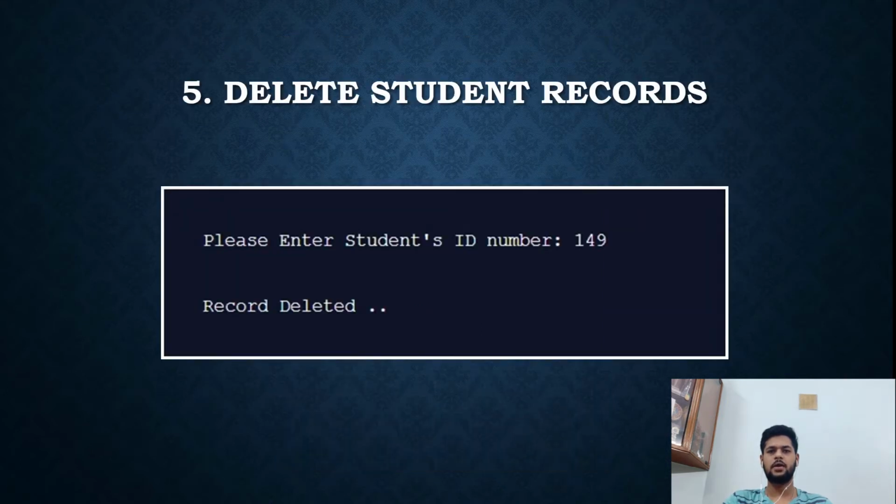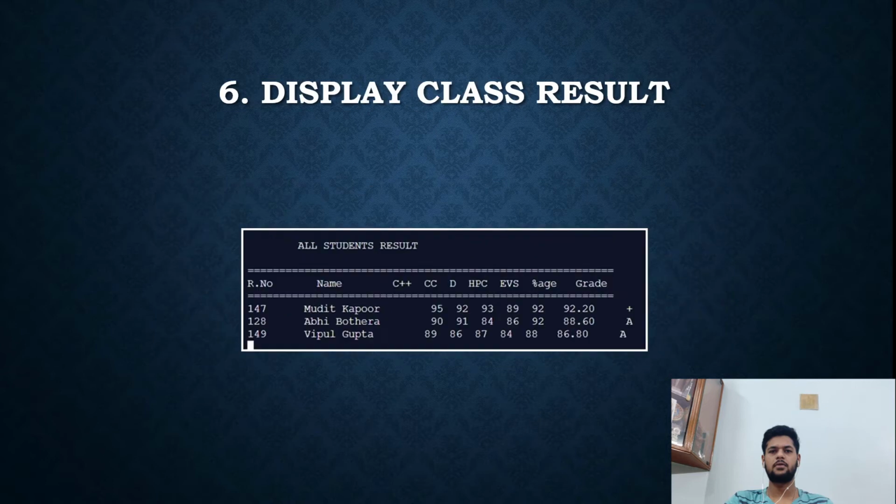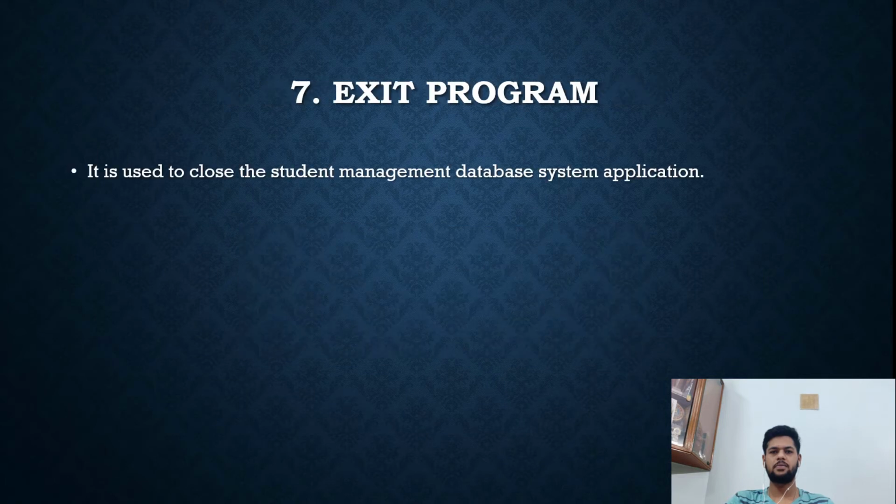Fifth, delete existing student record. The student name is given to delete a student's detail in particular. This then deletes it from the file. Sixth, display class result. To display the result of all the students based on their grades. Seventh and the last is exit program to close the student management database system application.